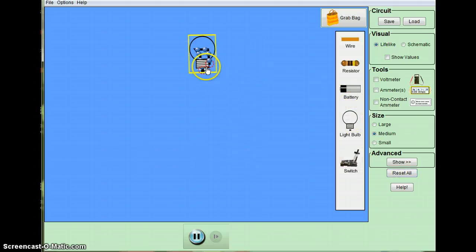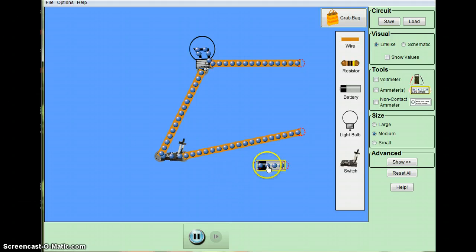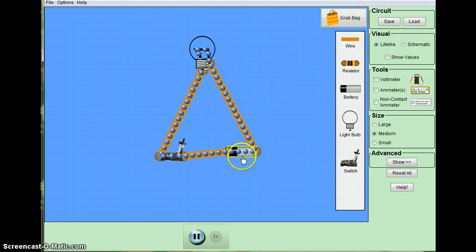Okay, so a light bulb, 3 wires, 1, 2, 3, a switch, and a battery. Okay, now I'm just going to assemble them all together. Okay, so they're all connected. I'm going to turn it on and you can look at what happens.